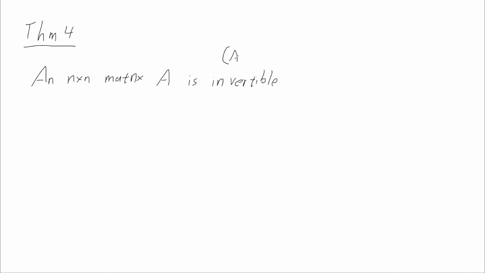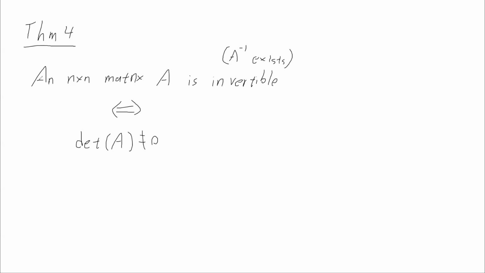All right, theorem 4 is very nice. It's so good, so important. I'm going to write it down. An n by n matrix A is invertible. Remember, invertible means the inverse of A exists. An n by n matrix is invertible if and only if the determinant of A is non-zero. Okay, so this works both ways. I'm going to talk about this for a little bit.